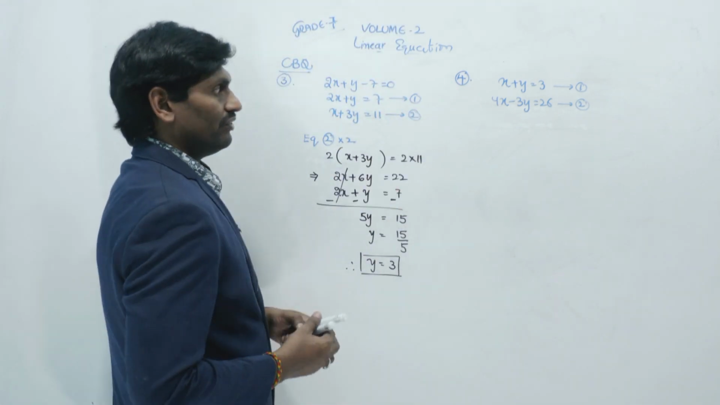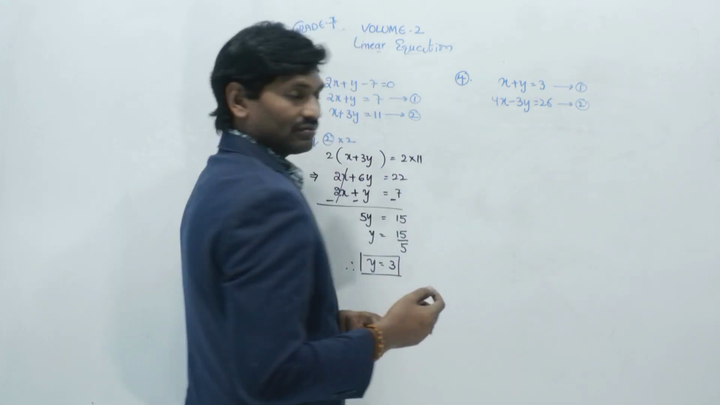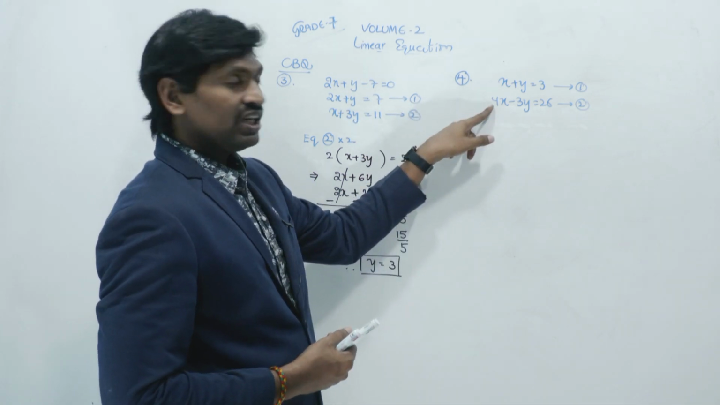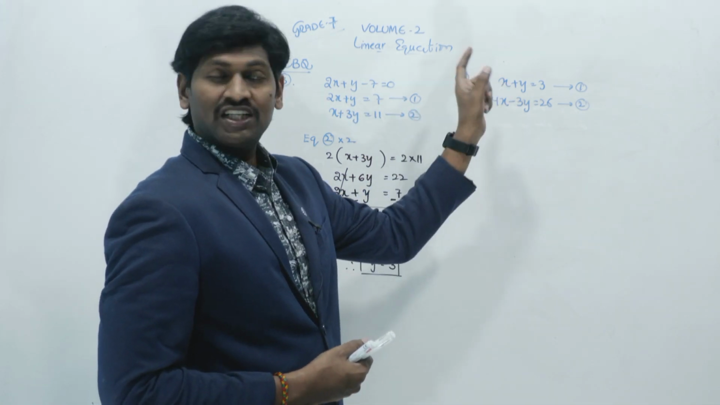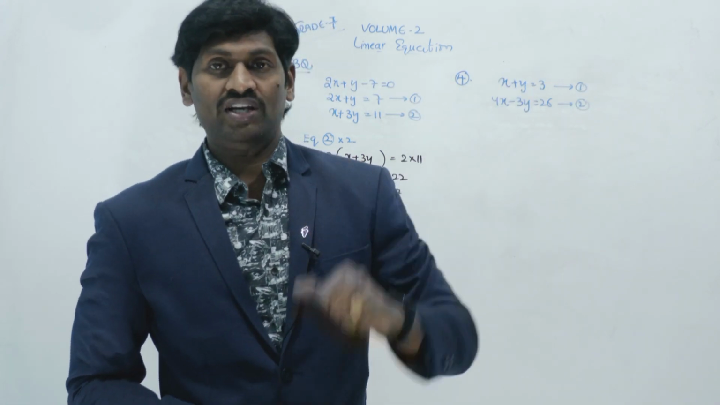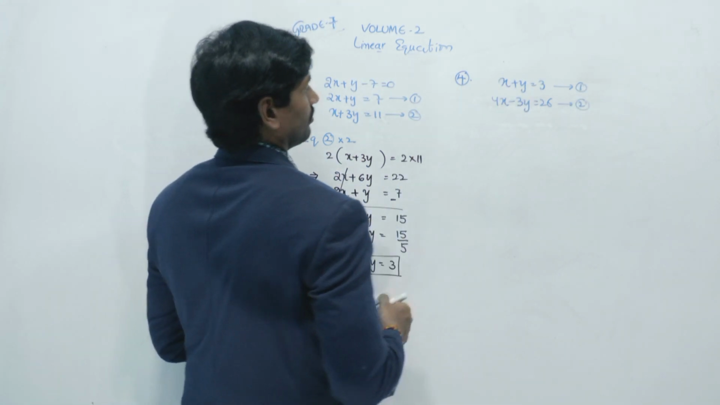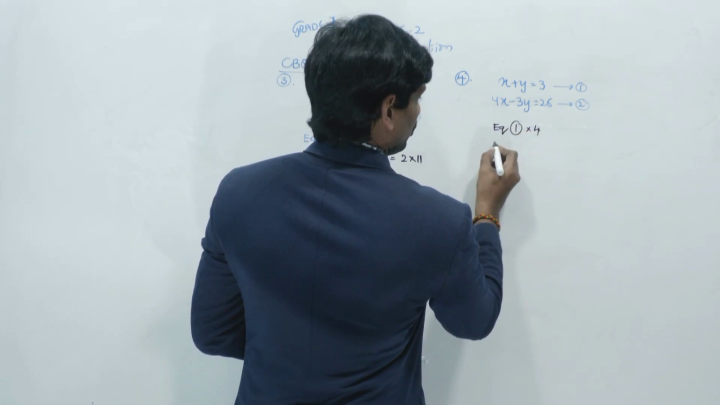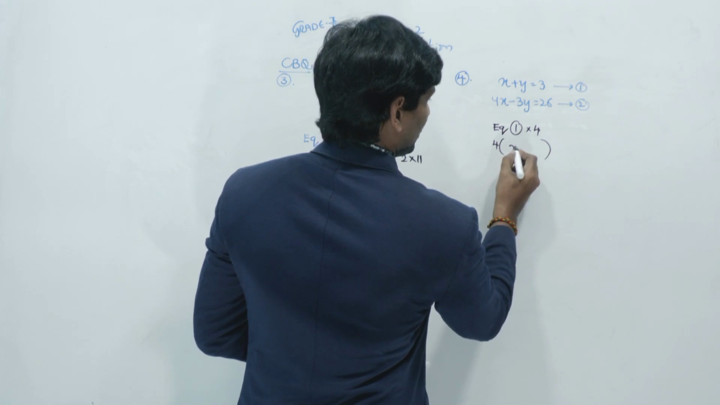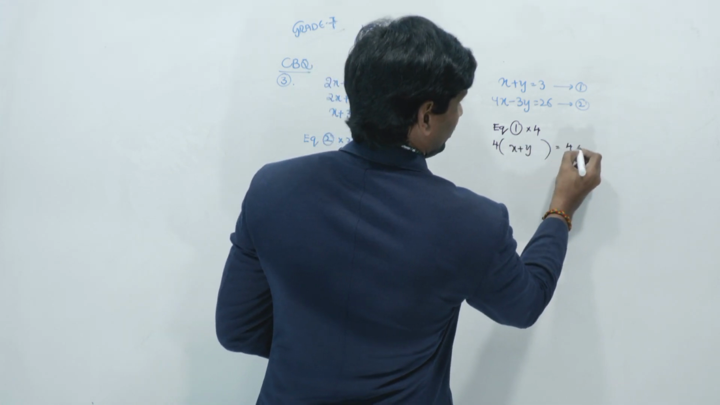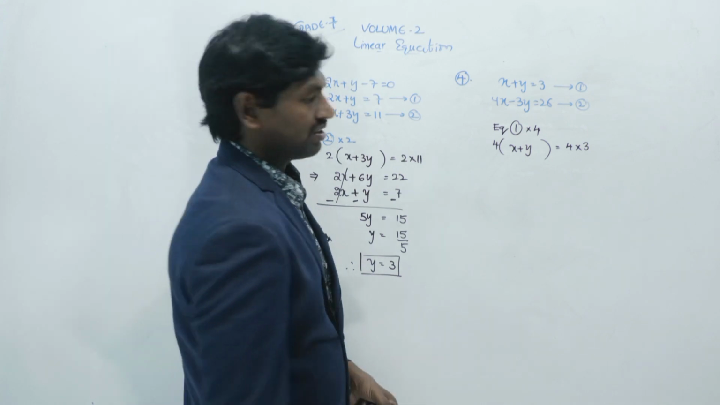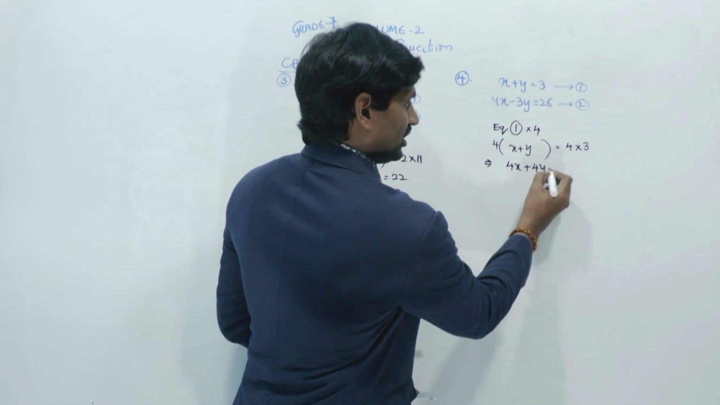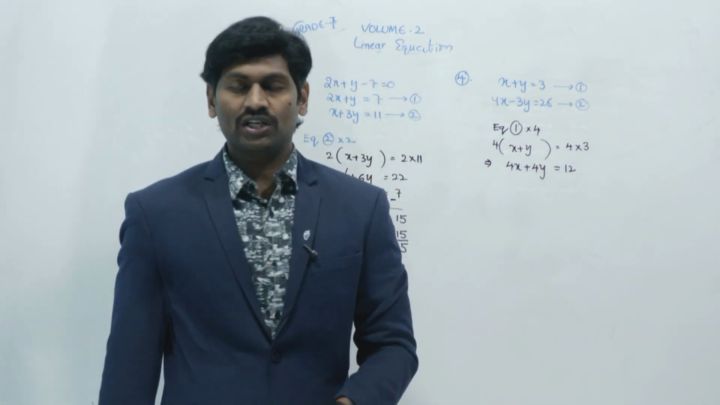Just identify the coefficient. In equation 1, the x coefficient is 1, but it should be 4. So I have to multiply the entire equation number 1 with 4. Both sides we need to multiply with 4. Left hand side is x plus y, 4 into right hand side is 3. Now multiply here: 4 into x is 4x, plus 4 into y is 4y, and 4 threes are 12.